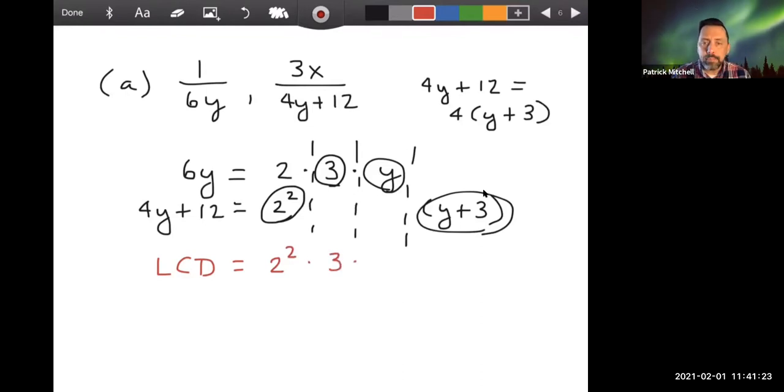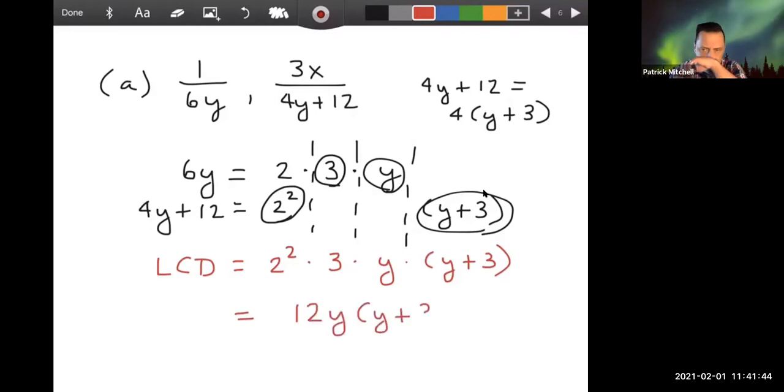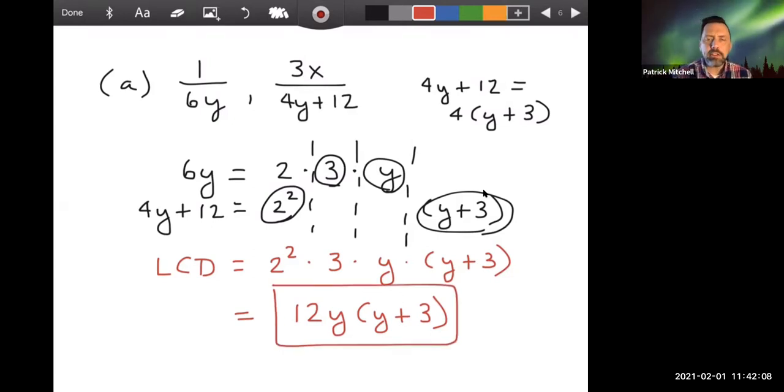And I would write that answer by multiplying together the 2 to the second times 3. So that comes out to 12. I would write it as 12y times y plus 3. Now you might be wondering, should I distribute that 12y? And the answer is it doesn't really matter. I would recommend just leaving it like that, because when we get to the next section, you'll find that it's actually simpler to leave it like that. It makes the rest of the problem easier. Okay, all right, so I would just leave it as 12y times y plus 3.